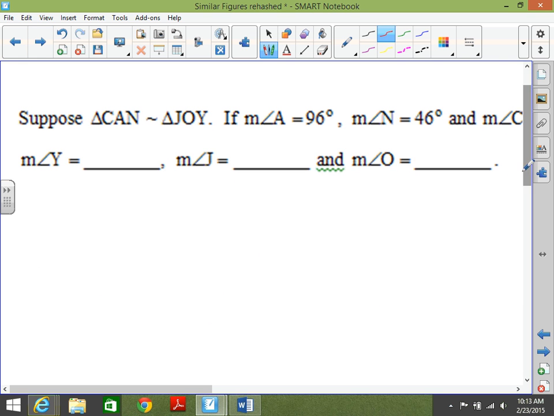Okay, next one on your paper. Sometimes you don't have a drawing and all you have are words. So if I tell you that triangle CAN is similar to triangle JOY, if the measurement of A is 96, what else do we know? If angle A is 96, what other angle do we know? Well, that's given, but I'm talking about A. Can we match it with anything? O would be what? 96. Good. Because they're going to have the same angle measure.